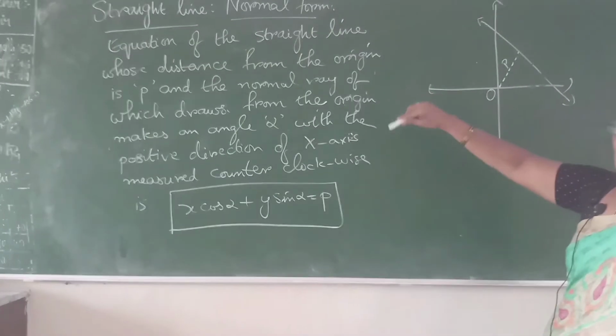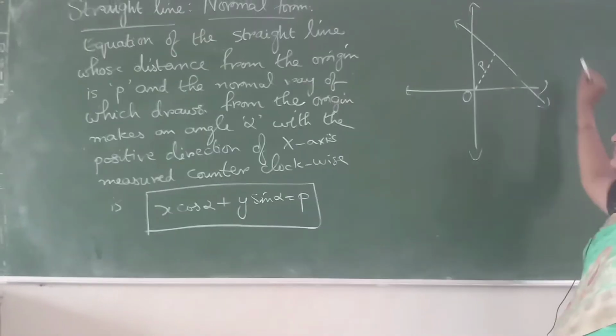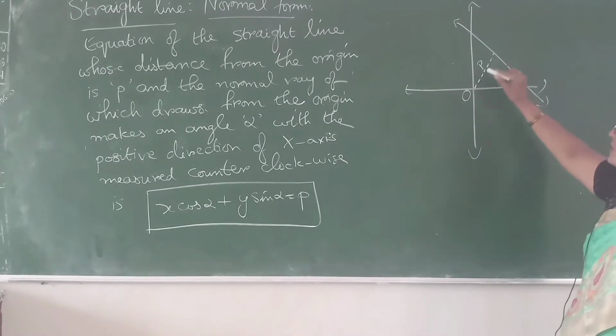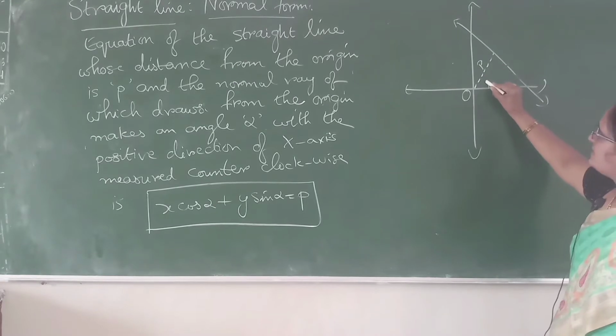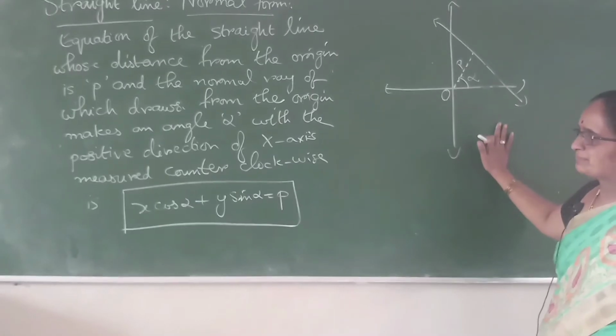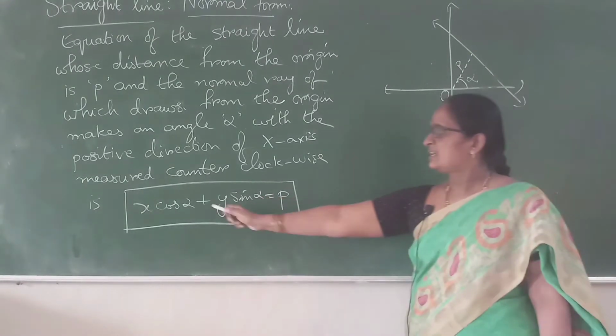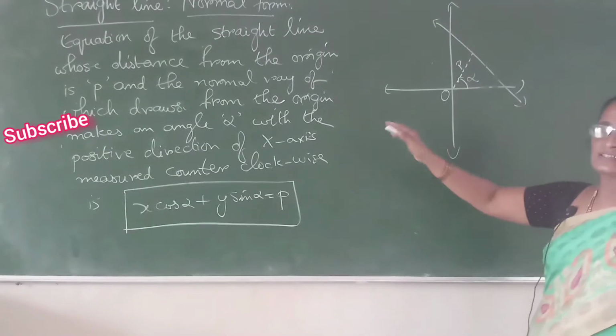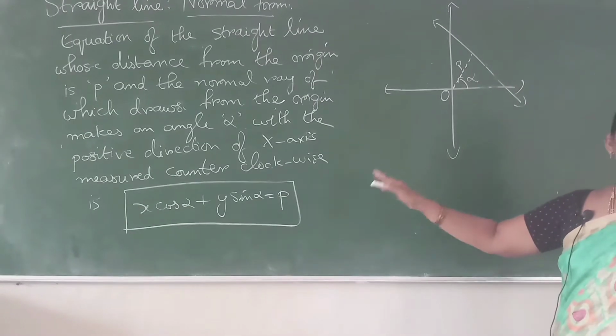Counterclockwise means anti-clockwise. You know clockwise direction means like this; anti-clockwise will be just opposite. So counterclockwise means we have to consider like this. So this is the alpha. So in such a case, the equation is x cos alpha plus y sin alpha is equal to p. This is called the normal form of the straight line.